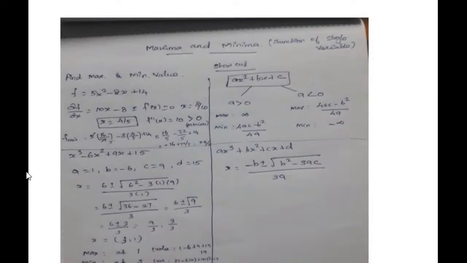This is positive, it is greater than 0. Then we can say there is a minimum value at this point, the minimum value at 4 by 5. This is the normal procedure.